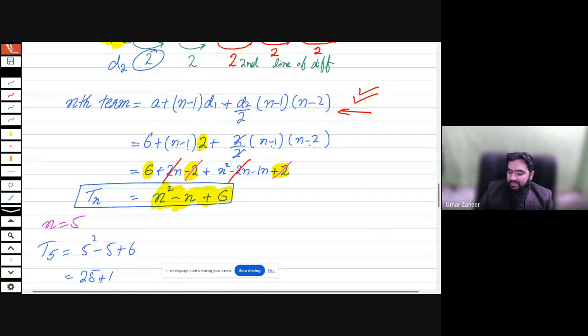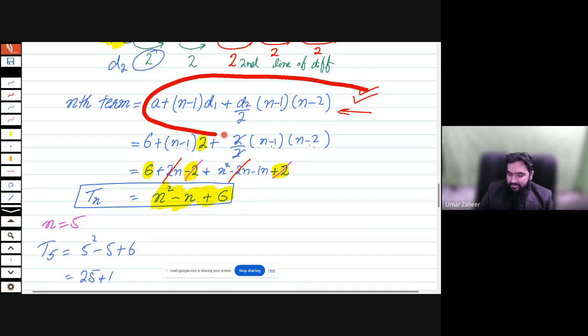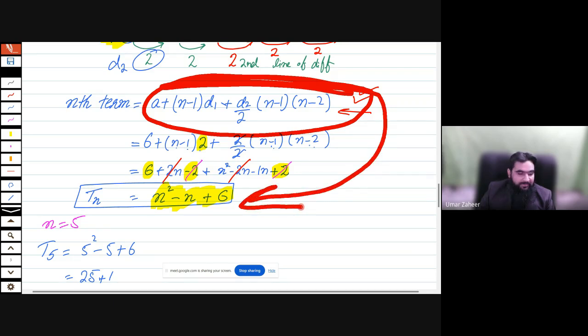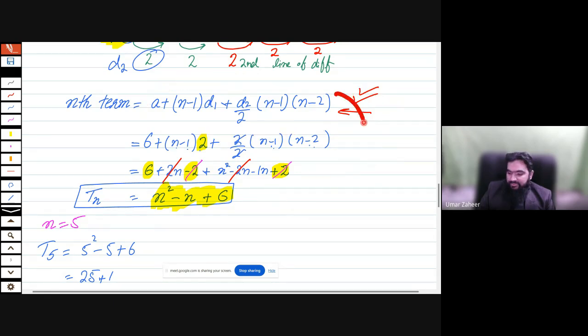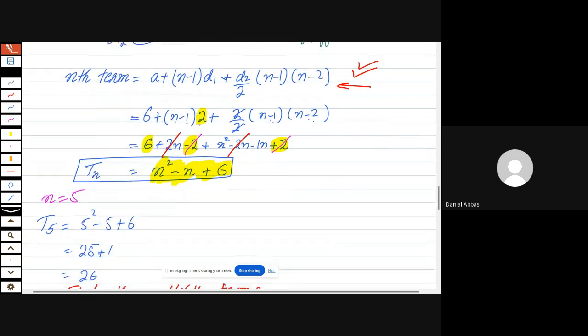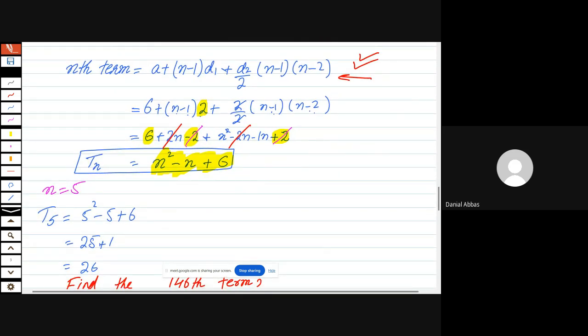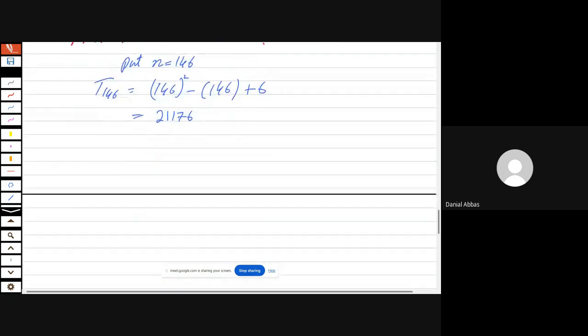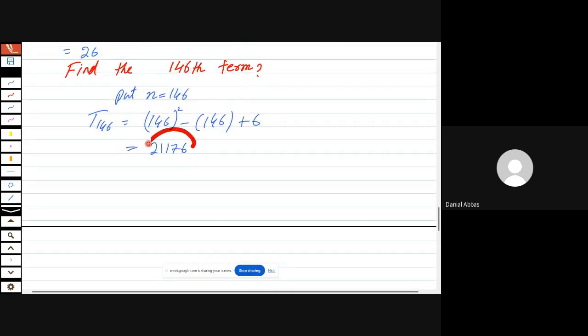But obviously, if you substitute the value, that is also correct. But you don't have to substitute it here. The reason is we already have a simplified form. Why are you doing these steps again? Wait, sir. I just tried to correct it. I got 21,176. Yeah, the same one. Yes.